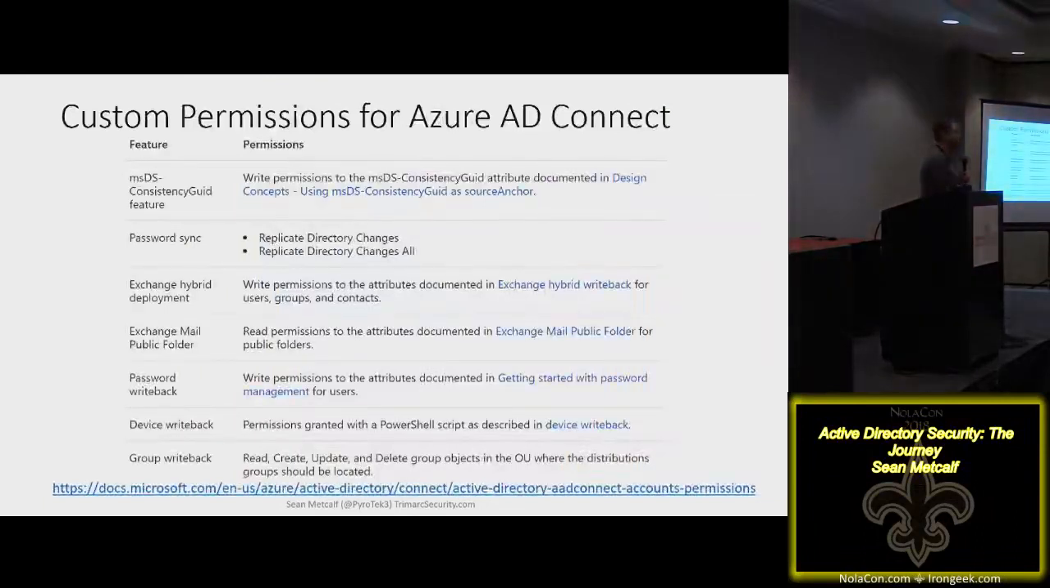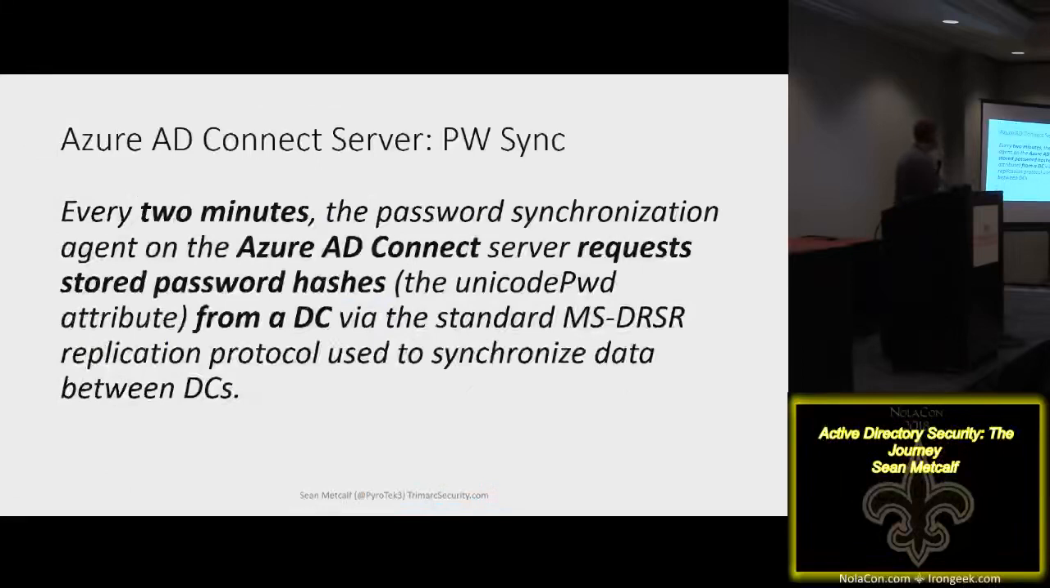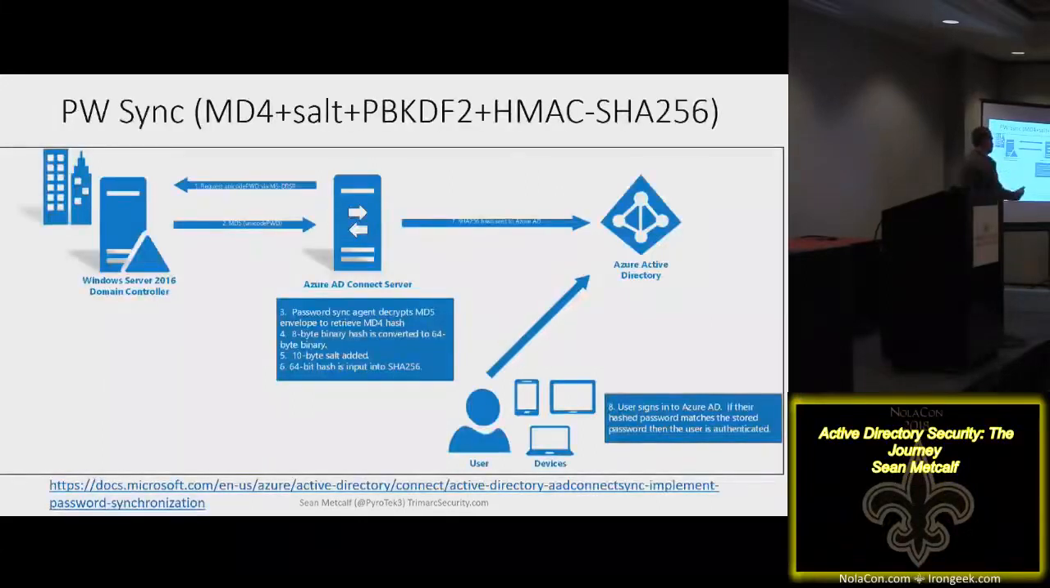So custom permissions are the way to go if you're not planning on doing this password hash send up to Azure. And Microsoft recognized a few months later that there was an issue with this because that service account wasn't protected like something should be at that high level. And something like account operators actually has the ability to modify it. Because every 2 minutes, the Azure AD Connect server requests stored password hashes from a domain controller. This makes your Azure AD Connect server effectively a junior domain controller, especially if there's multiple forests and it's pulling password hashes from all of them. Because at some point, a password hash for users in your environment are going to go through that Azure AD Connect server.